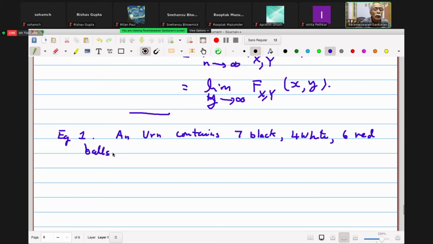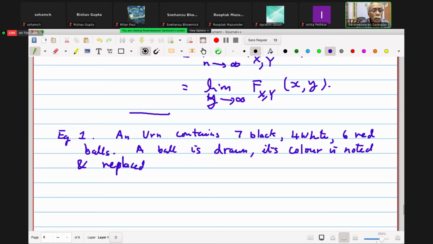The experiment involves the following: in an experiment, a ball is drawn at random, it's understood. The color is noted, and the ball is replaced. This is repeated n times.